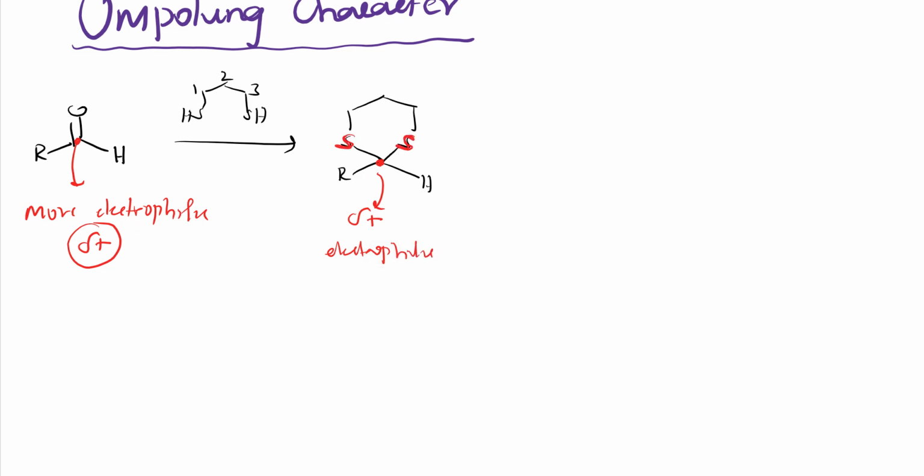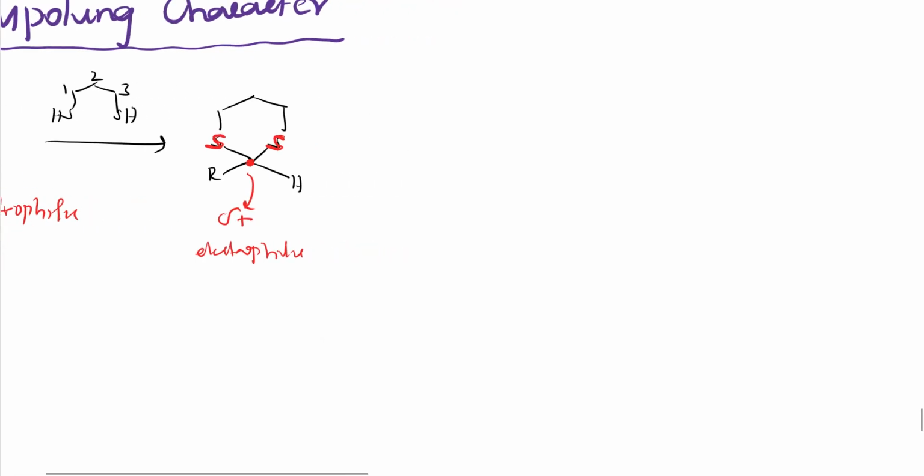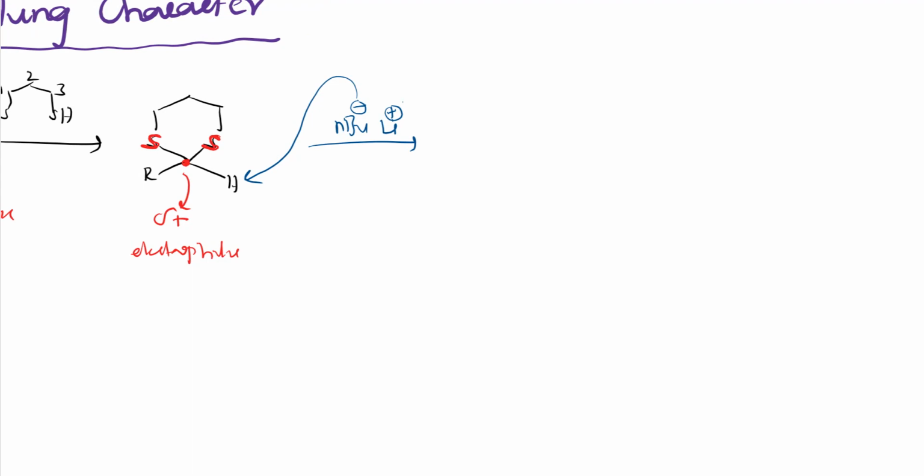To this, if I add a strong base like n-butyl lithium, which has a negative charge, the lithium will take this proton. So what happens? I'll get this product. The negative charge comes on the carbon, which means it is having delta minus. It acts as a nucleophile, right? It acts as a nucleophile.